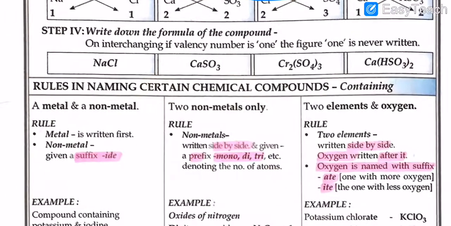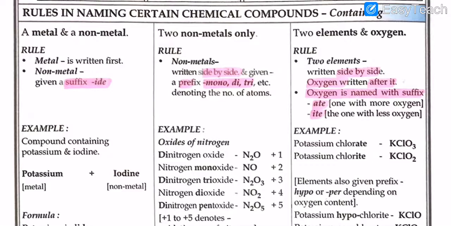Now these are just some rules that we can go through. First rule is that when a metal and a non-metal are combining, the metal is written first and the non-metal is given the suffix "ide". For example, potassium iodide, the suffix IDE is given. So iodine turns into iodide. So never write a compound name as potassium iodine. No, right? Potassium iodide.